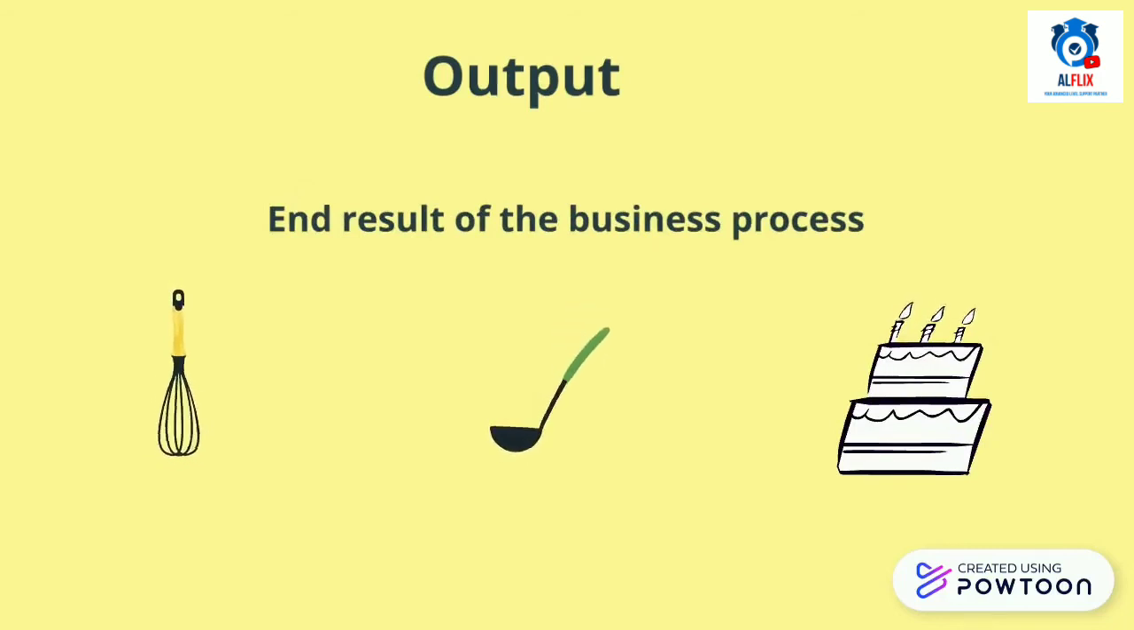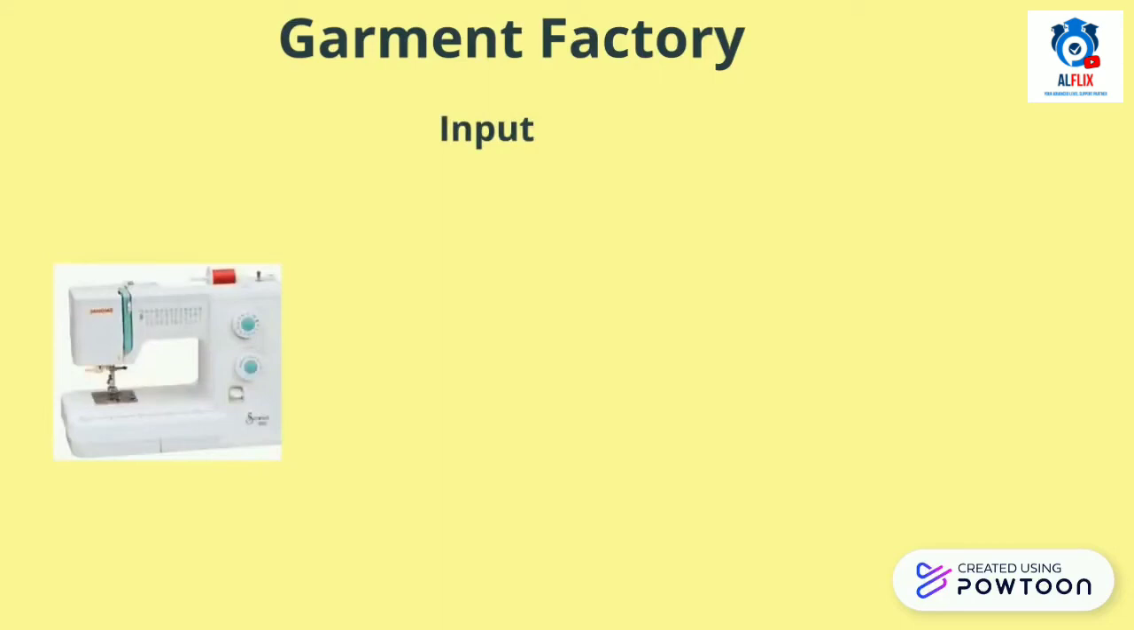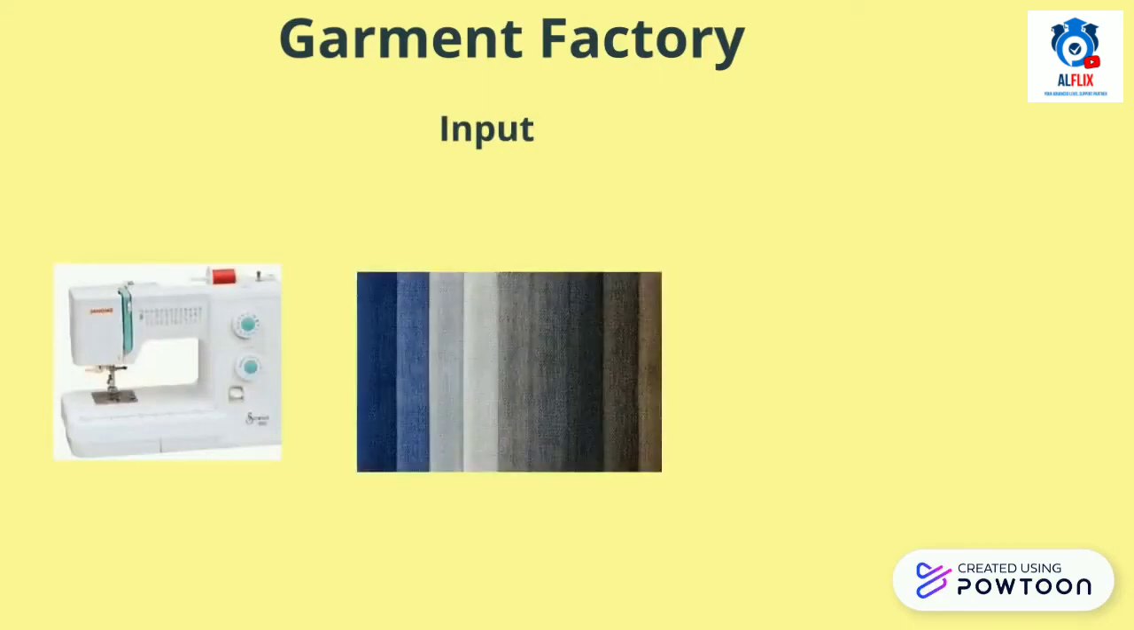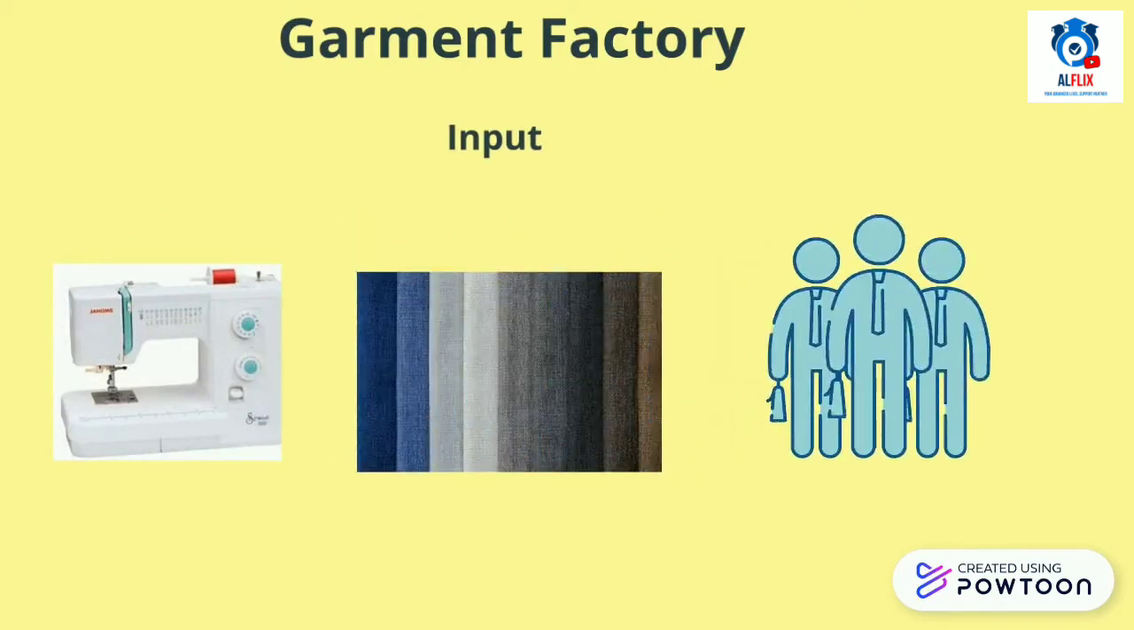Now let's look at an example where we use the business process in a garment factory. As for input, we will be using varieties of machines, Juki machines, other stitching machines. Then we will be using fabrics, threads, and we will employ people to do these tasks. Then we'll be using other equipment needed for them. We will be using water, dye, etc. as input.